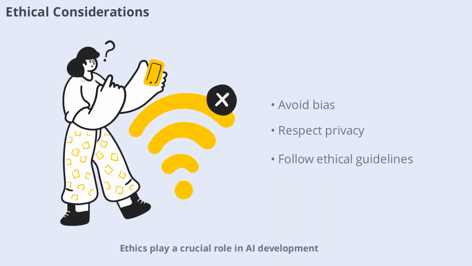Ethics play a crucial role in AI development. Ensure your narrow AI system operates fairly and transparently. Avoid biases in your data and model and respect user privacy. Establish guidelines for responsible AI use and regularly review your practices to align with ethical standards. Building trust is essential for long-term success.